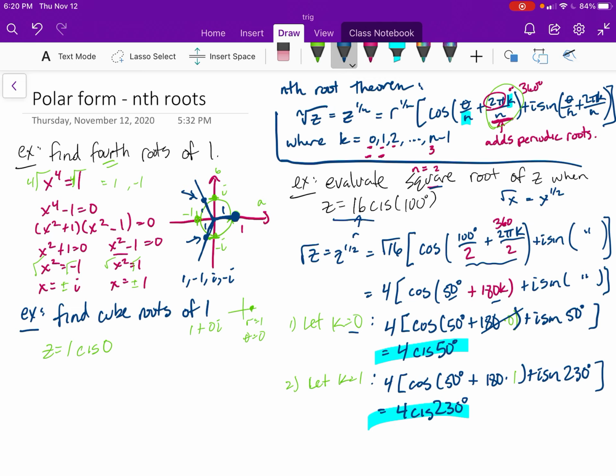So formula time. The cube root of z is equivalent to z to the 1/3. So r is 1, so the cube root of 1, I don't really need to write that, I know it's 1. Cosine, okay, theta over n, 0 over 3, plus 2 pi times k. You would think, oh, it's 0, the whole thing is going to be 0. Not necessarily, right? Just this initial one is 0. Because now I have 2 pi k over 3.